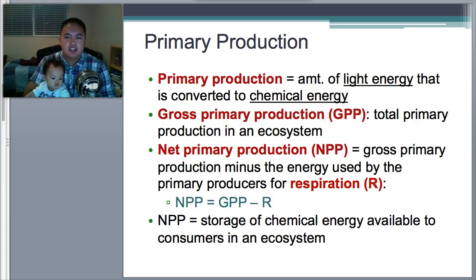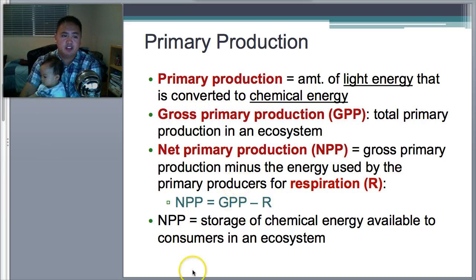So net primary production is gross primary production minus the energy used by the primary producers for respiration. Respiration is a process in which animals like us consume or use energy. So for those of you that like math or equations, net primary production is the same thing as gross primary production, everything, minus what is used for respiration. NPP, net primary production, is the storage of chemical energy available to consumers in an ecosystem.